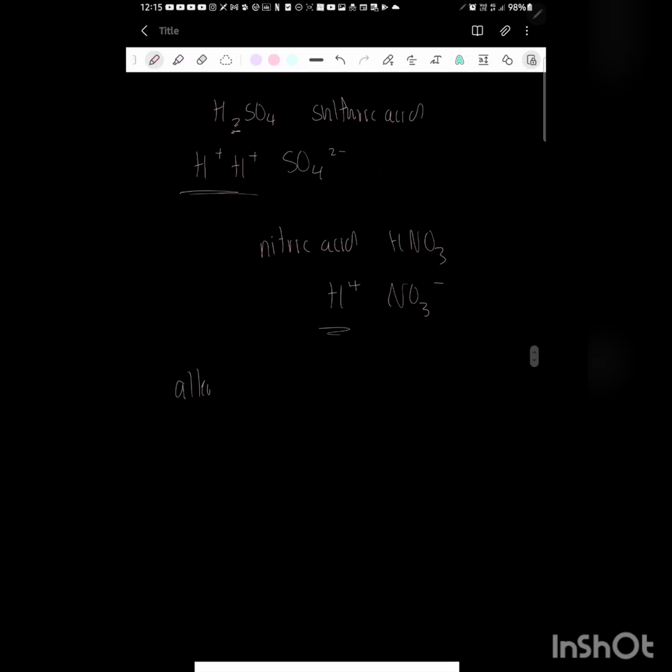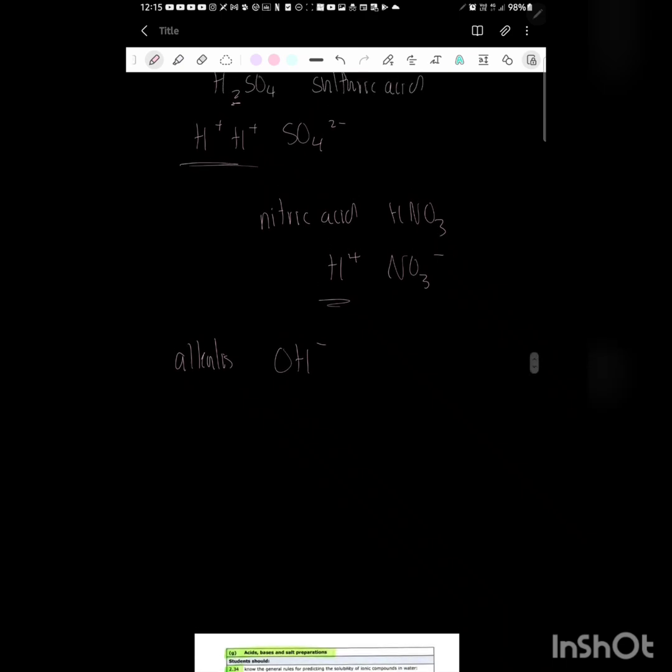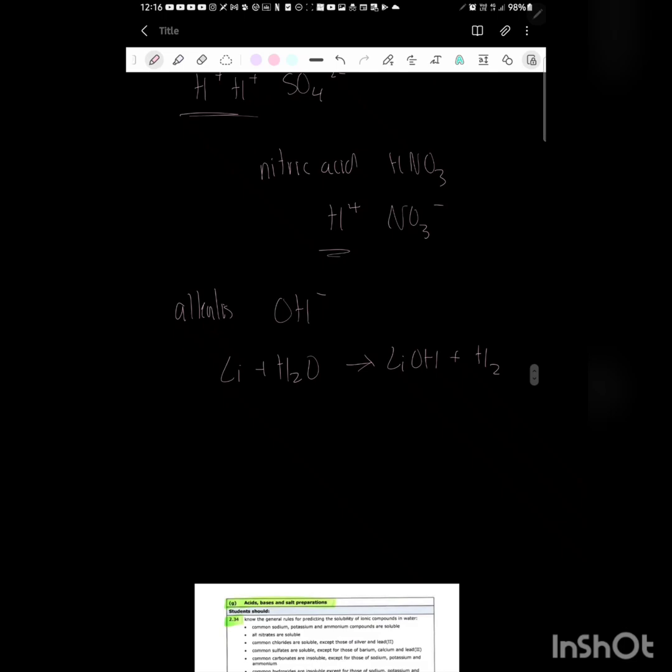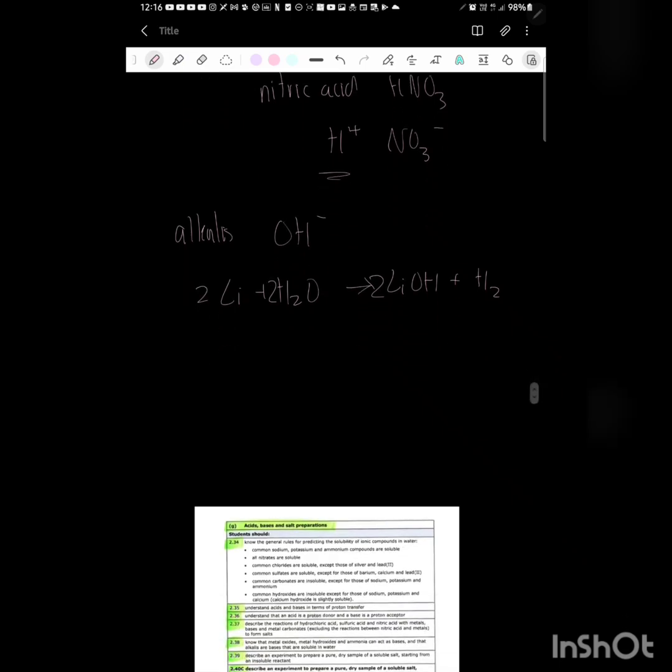And for alkalis, it's a similar thing. Alkalis all have an OH-, and that's just what makes them an alkali. I know this unit's been removed from the advanced information, but if you remember when you did group 1 metals, if you put lithium in water, you get LiOH, which is lithium hydroxide, and H2, which is the gas. Balancing that equation quickly, it should give you this.